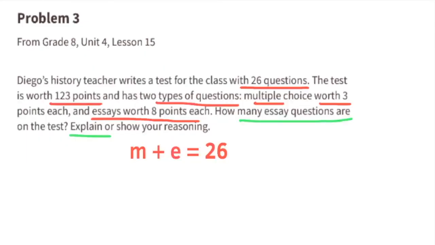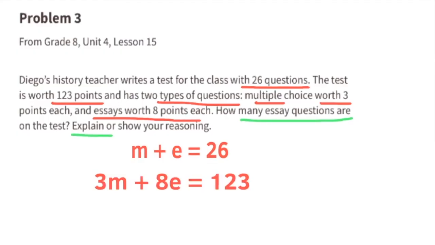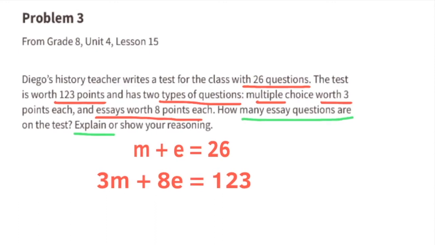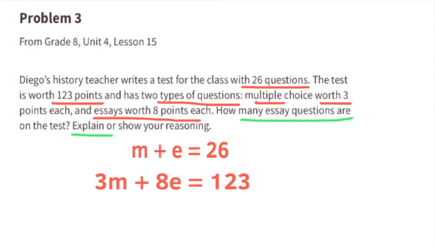Multiple choice plus essay equals 26. Since multiple choice questions are worth 3 points each, we can represent multiple choice as 3M, and essay questions are worth 8 points each, so we can represent essay questions as 8E. The whole test is worth 123 points. The 26 questions represents a total of 123 points. So the equation reads 3m plus 8e equals 123.